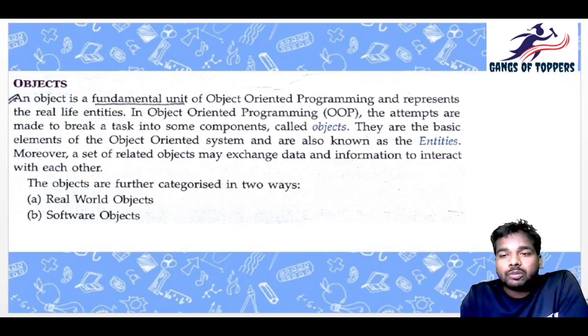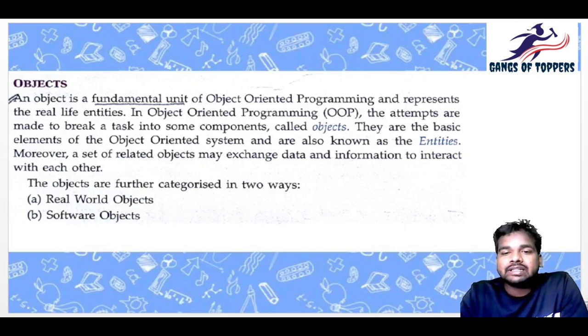Now, object is going to represent real life entities. In object-oriented programming, attempts are made to break a task into some components. While developing the program, we are going to break the task into some components, and that component is called object.